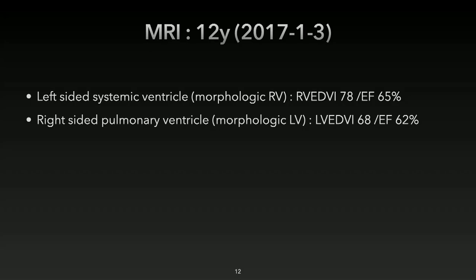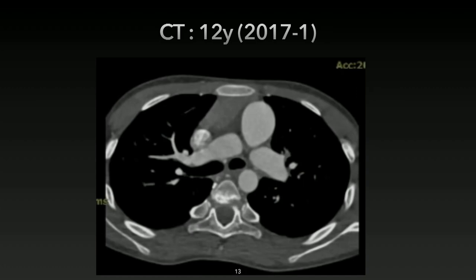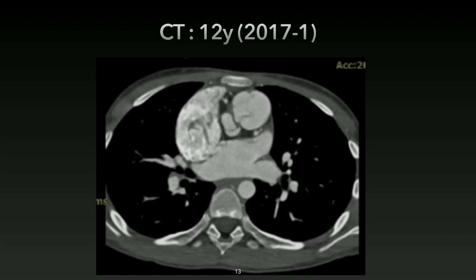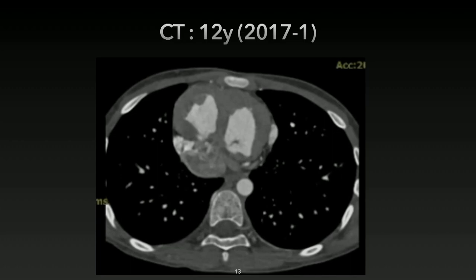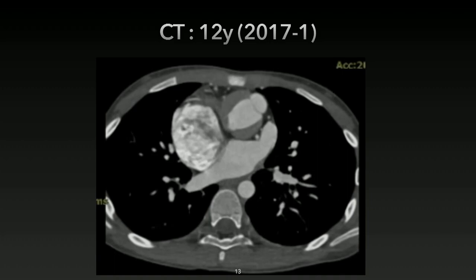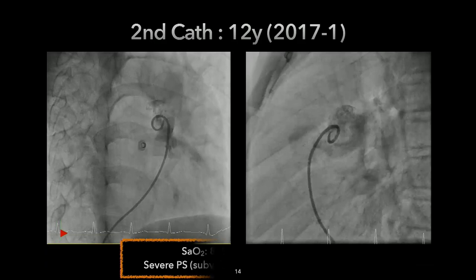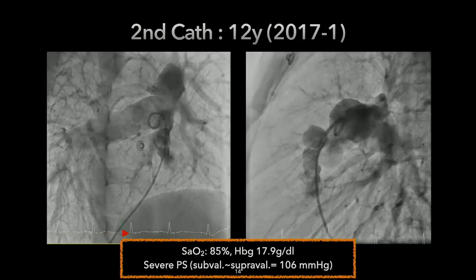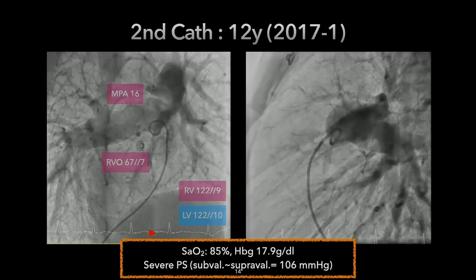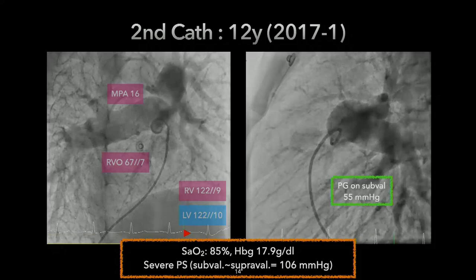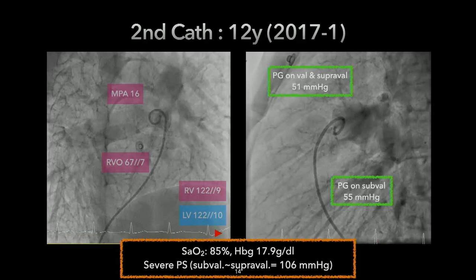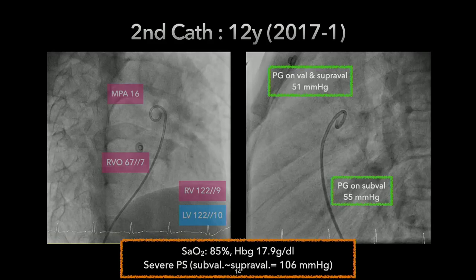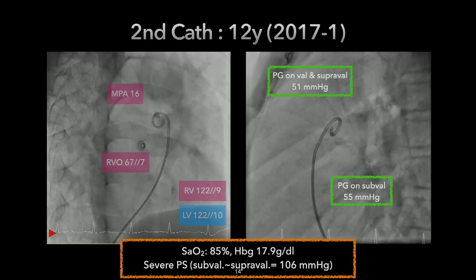MRI data shows good function of both ventricles with normal ventricular dimensions, as you can see. And this is the CT scan: sizable both PAs with infundibular and supravalvar stenosis, a large VSD, balanced ventricular dimensions, hypertrophy and mesocardia, and the usual pattern of coronary arteries. A second cardiac cath was done at the age of 12 years. Arterial saturation was 85 and hemoglobin 17.5. Valvar PS had a peak pressure gradient of 55 mmHg, and supravalvar pressure gradient was 51 mmHg. Total PS peak pressure gradient was 106 mmHg, very severe.